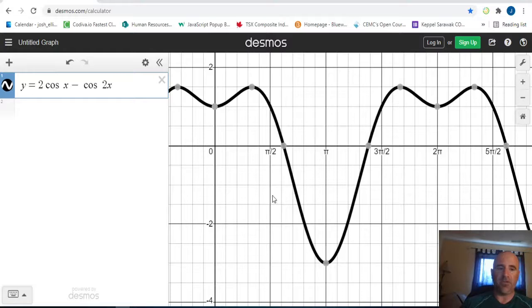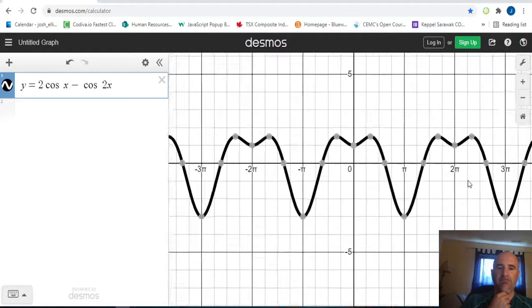Now you also notice that this graph is periodic. It has a period of 2 pi. So actually, not only could you find the maximum and minimum values on an interval, you could actually find the maximum and the minimum value for the entire graph if you wanted to, because it is periodic. Every 2 pi, it just repeats itself over and over again.